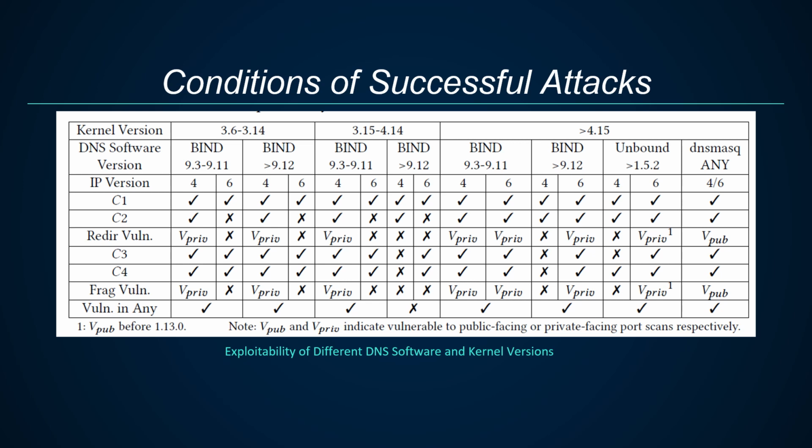FreeBSD forwards ICMP frag needed errors to the application layer without storing PMTU information, violating RFC 1191 guidelines.